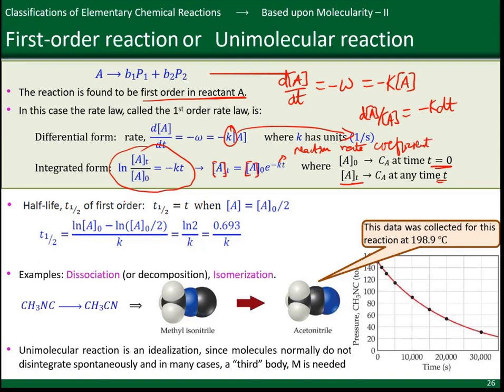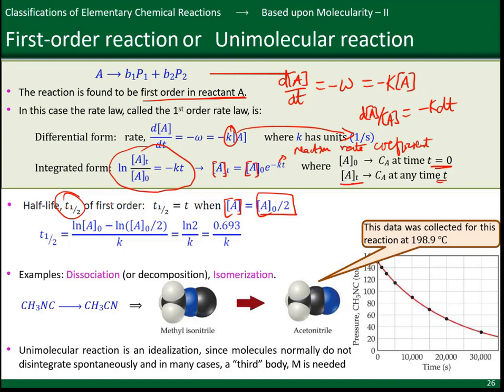Now, when we are talking about any reaction, we are usually very interested in knowing the half-life of the reaction. Half-life of the reaction is simply the time it takes for the reactant concentration to reduce to half of its initial value. So basically, we're talking about the concentration of reactant A being equal to half of the value at time 0, or A equal to A naught by 2.